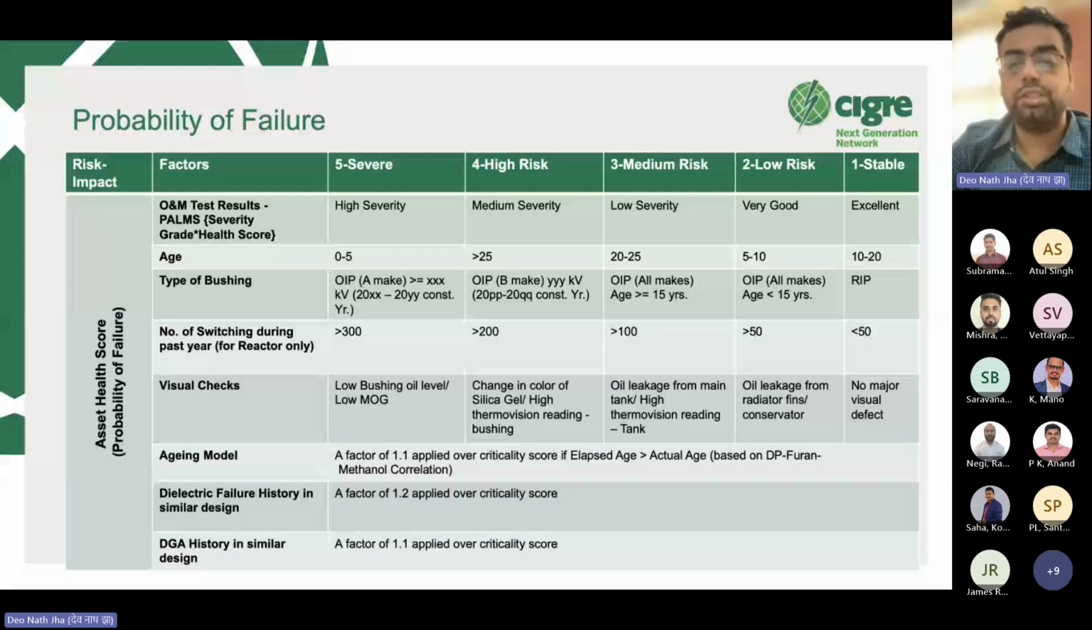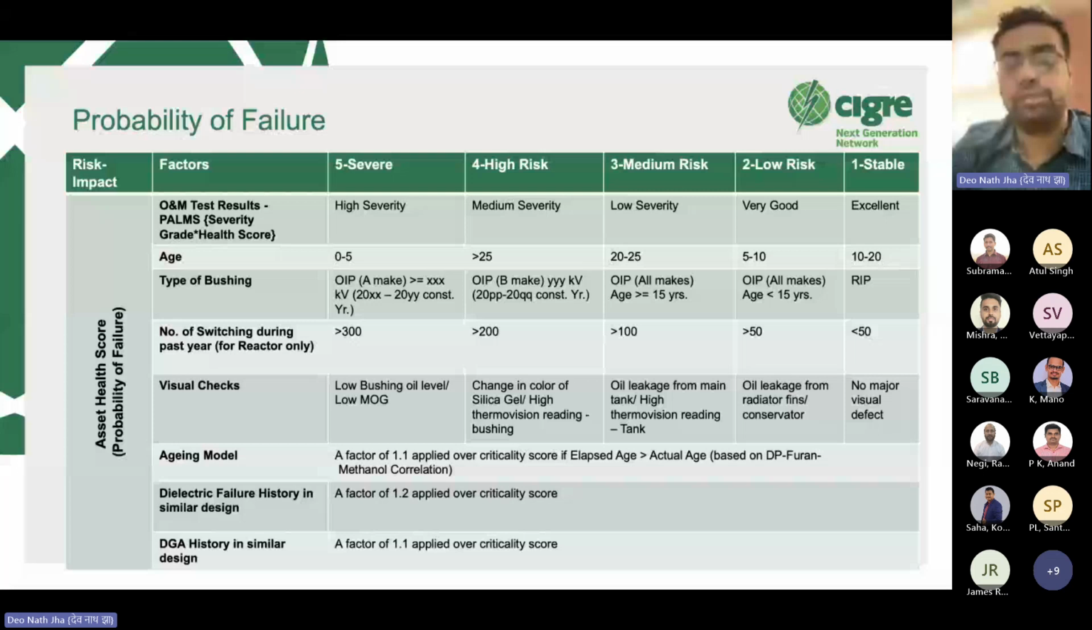Like in an aging model, if the elapsed age or the technical age of the unit is coming more than the actual age, we are giving a weight of 10% higher over the normal health score, and similarly for dielectric failure or the DGA history in similar design equipment.